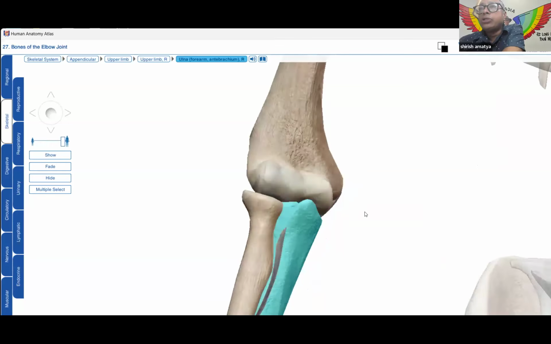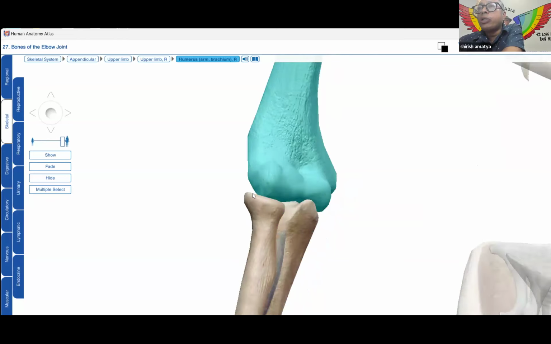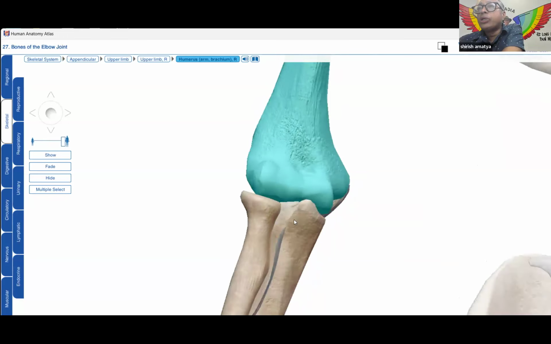But it is not so with the radius. The radius articulates with the rounded capitulum part of the distal end of the humerus and forms the pivot type of synovial joint. So it has a pivot type of synovial joint in the lateral aspect, but a hinge type of synovial joint in the medial aspect.